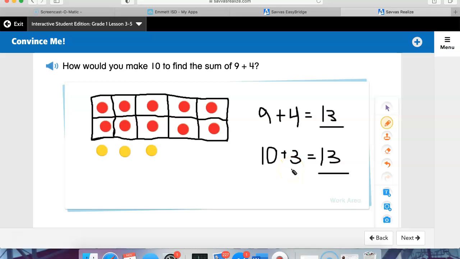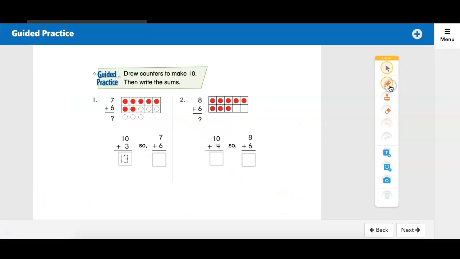So how could we make 10 from 9 plus 4? We moved 1 from the 4 to the 9 to make 10, and then we made 10 plus 3. For our guided practice, it tells us to draw counters to make 10, then write the sums. So for number 1, we have 7 plus 6.